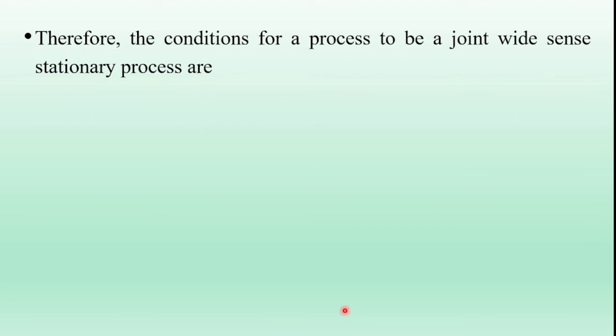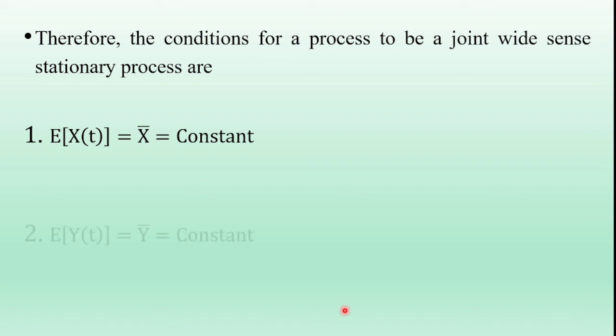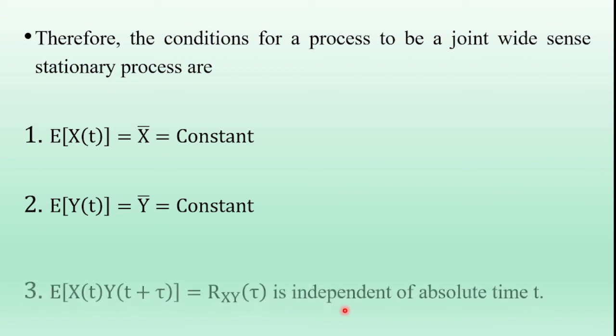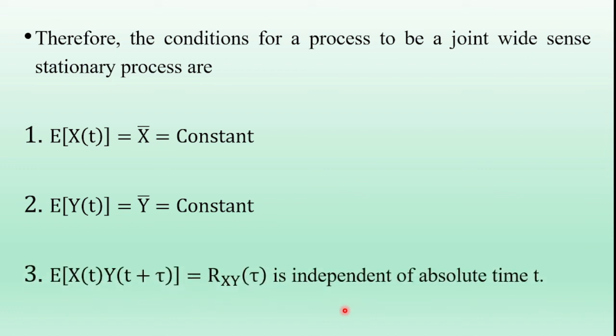Therefore, the conditions for a process to be jointly wide sense stationary are: the mean value of the random process x of t must be constant, that is expectation of x of t is equal to a constant, and the mean value of the random process y of t is constant, that is expectation of y of t is equal to a constant. And the third condition is that the cross correlation function is independent of absolute time, so it depends only on the time difference tau, that is tau is equal to t2 minus t1. So Rxy of tau is equal to expectation of x of t into y of t plus tau. So these are the conditions for a jointly wide sense stationary random process.